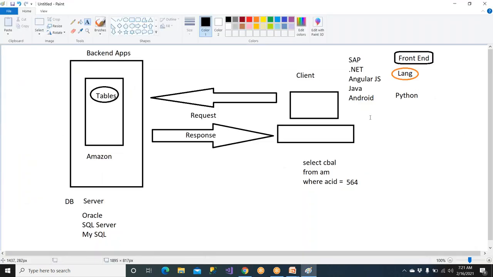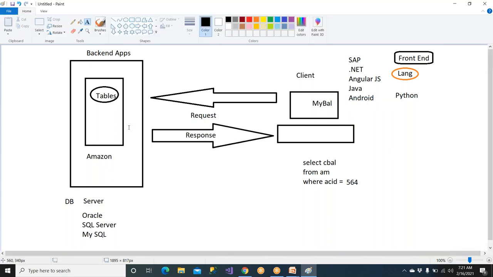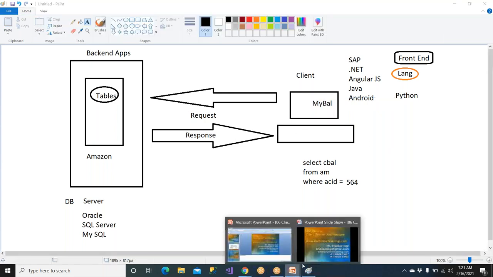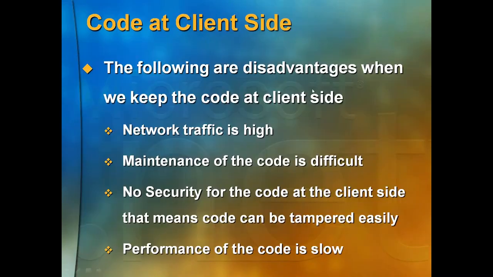But the problem is, every time you click on get my balance, this get my balance is a simple link, or show my balance. When you click on this link in the ATM, these lines will go. So there are a lot of issues here. What are the issues? The following are the disadvantages when we keep the code at the client side.